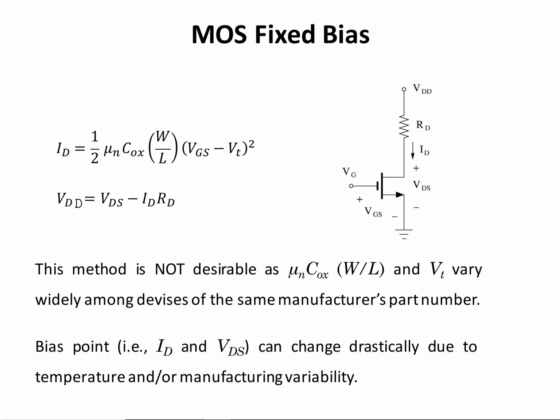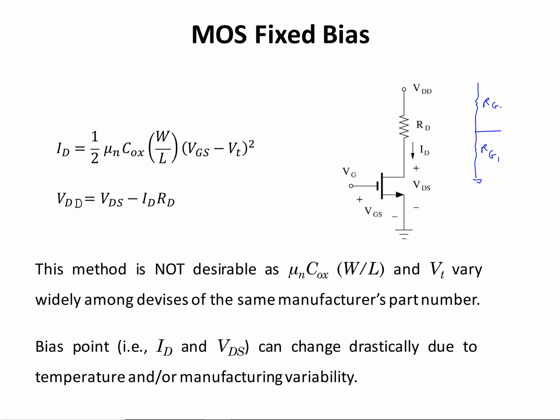MOSFET biasing circuits are similar to the ones that we had for BJTs. The first and the easiest one is the fixed bias method for MOSFETs, and that's when you apply a fixed voltage source to the gate of the MOSFET. You can do that by adding a resistive voltage divider network to the gate.